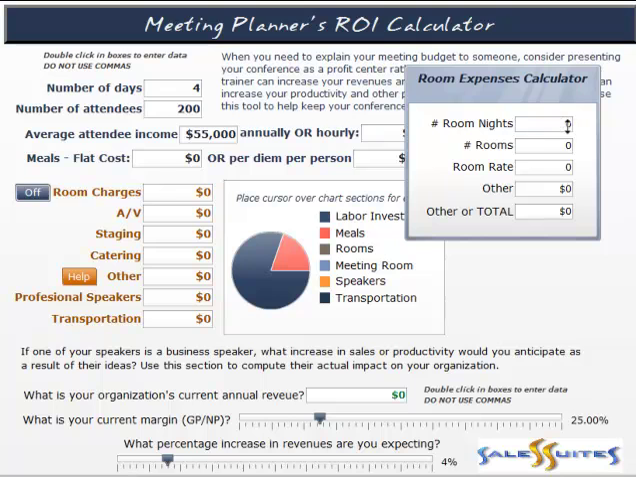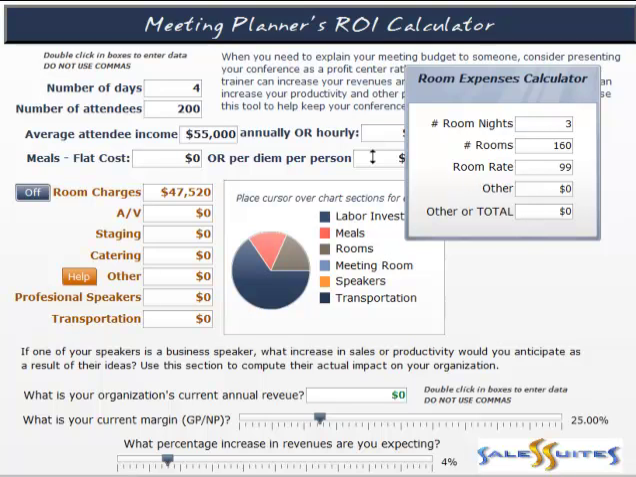A 4-day conference will typically have 3 room nights. How many rooms will you be using? Well, 200 people. Some people like to share a room, so we'll say that it's 160 rooms. And let's say the meeting planner has negotiated a $99 room rate. They could add other costs in here if they like, or if they have a grand total, they could just put that in here and avoid putting the other inputs in.